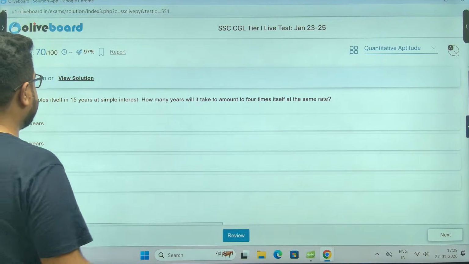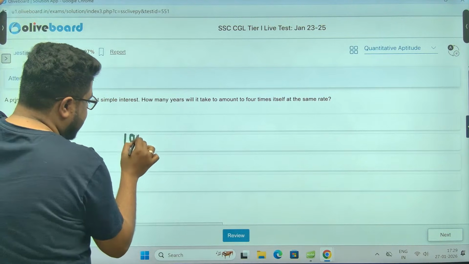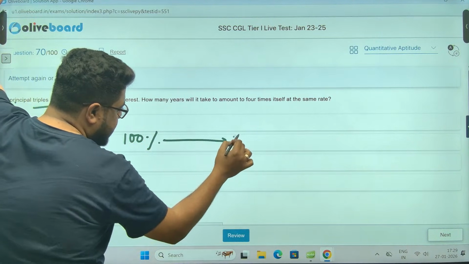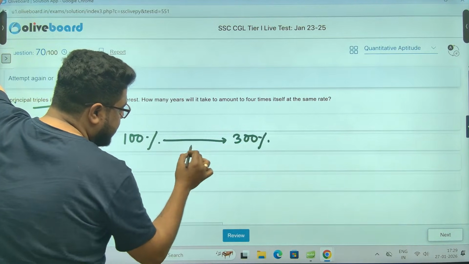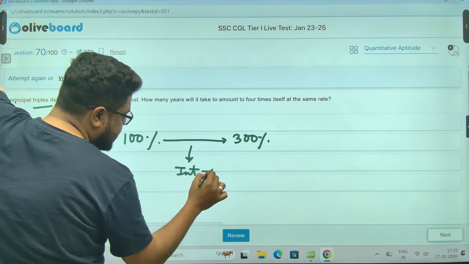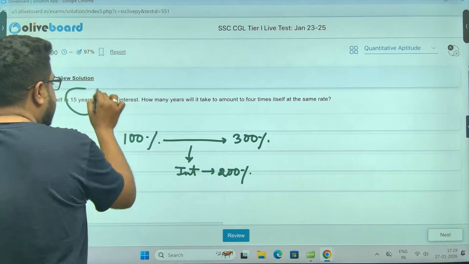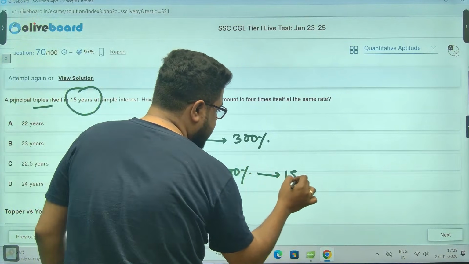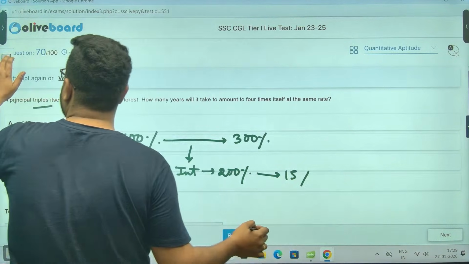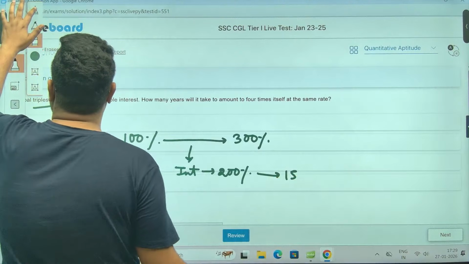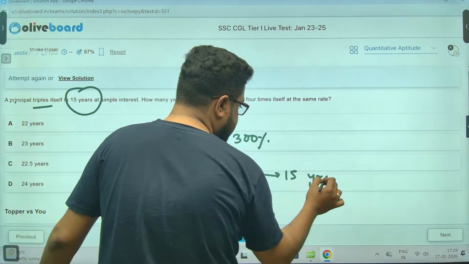A principal triples itself, meaning, sir, 100% is always your principal, becomes 300%. Meaning interest is how much? Sir, interest is 200%. That happens in 15 years.